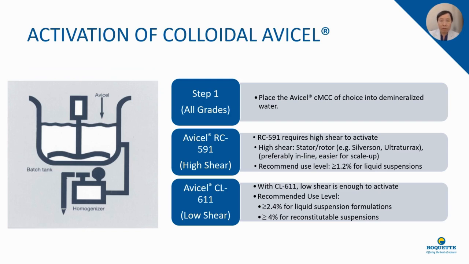The proper activation of Colloidal Avicel is very important for its suspending functionality. For both grades, the process begins by dispersing the selected Colloidal Avicel into DI water. Then the Avicel RC591 requires high shear mixing to fully activate its gel forming property. A high shear mixer with a stator-rotor type of homogenizer, like a Silverson Ultra-Turrax, is recommended. Ideally, an inline high shear mixer is preferred because it's easier to scale up.